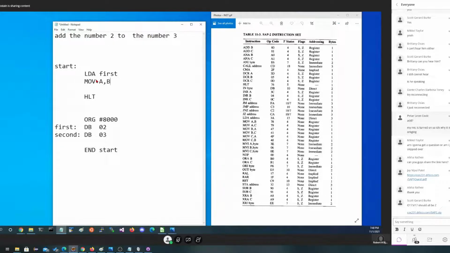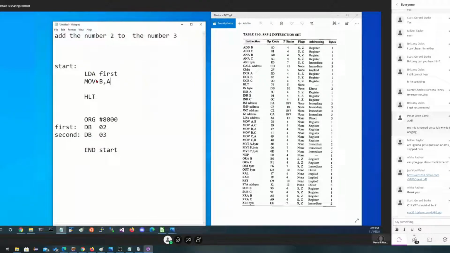You sure? Moving from right to left. Oh, no, sorry, move BA. Oh, okay. So you're really moving from A to B. Now, I have the same number. The number 2 is in both A and B. What am I going to do next?